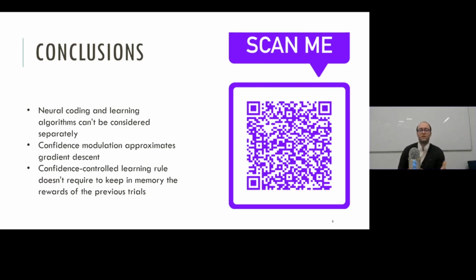One of them is that we showed that this confidence modulation of the learning rate approximates gradient descent during the learning of a categorization task. The last point I would like to make is that this confidence control learning rule doesn't require the network to keep in memory the rewards of the previous trials, and does so by just having an internal variable that is a difference between neural populations. This internal variable is going to modulate the learning rate and allow the network to learn the categorization task efficiently without having to keep in memory all the previous rewards.